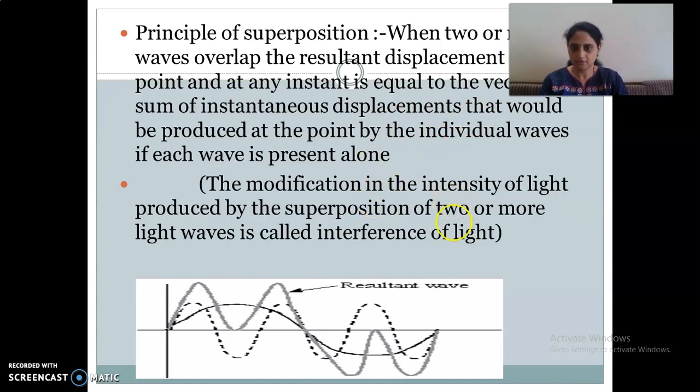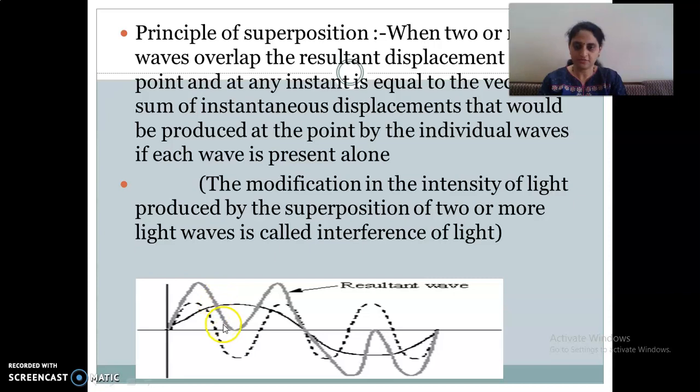So look at this figure. In this figure, two waves are there. In this wave, this part is called the crest, or this is also a crest, and this is a trough. These two waves, this dotted line and this line, interact with each other and we get the resultant wave, this one. The distance between this first crest and this crest, the distance between these two, is the path difference.